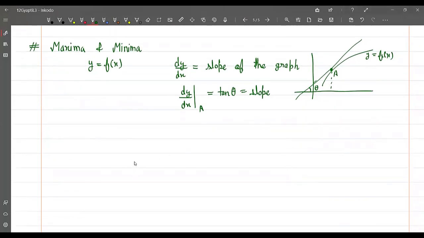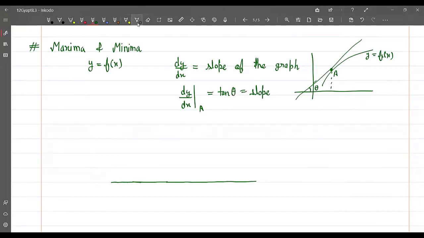I'm explaining it in short. If you want more details, then please revise the application of derivatives portion. Was it in 11th standard? This topic, application of derivatives, in mathematics. Okay, it is in 12th. So remember this: dy by dx gives you the slope of the graph, and this is tan theta.